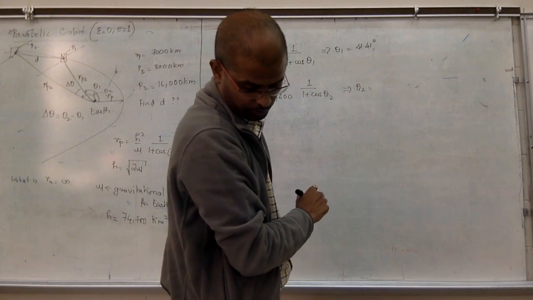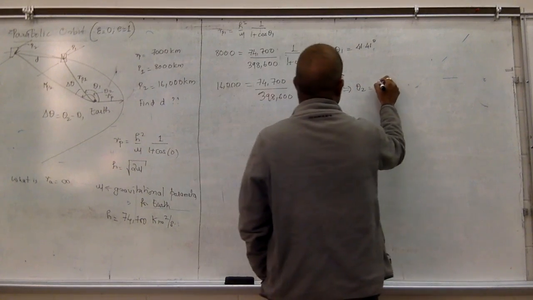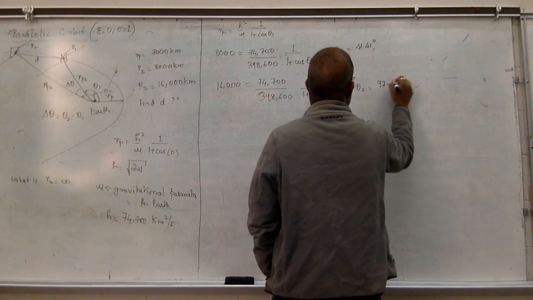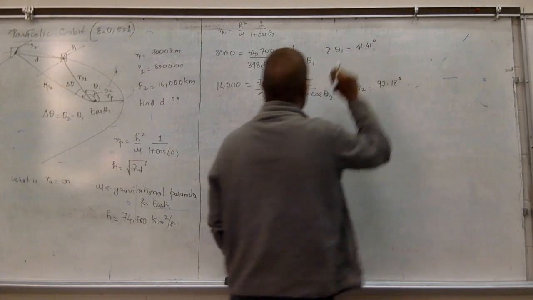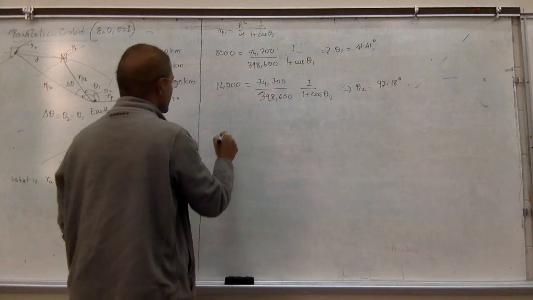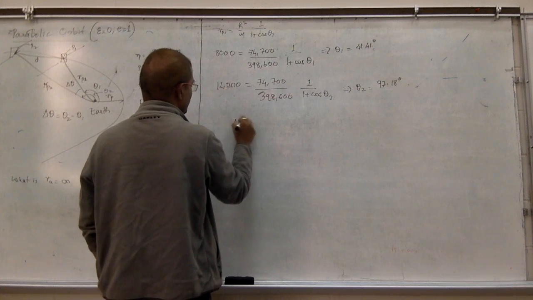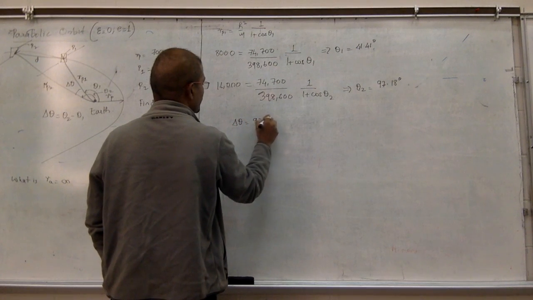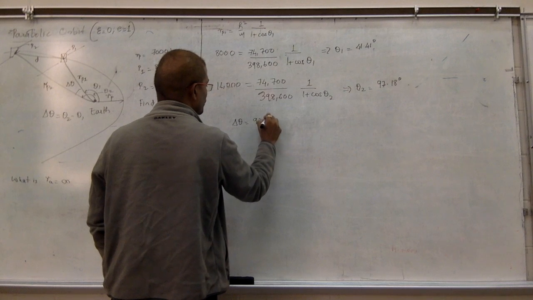Is 96. It's degrees, it's not radians. Now what is delta theta? It is 97.18 minus 41.